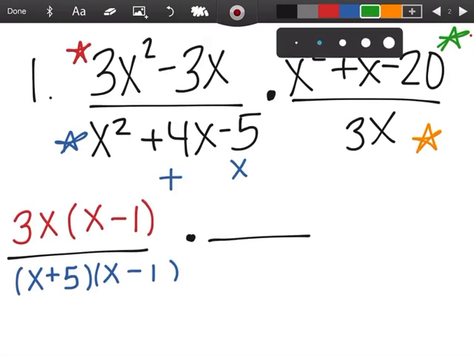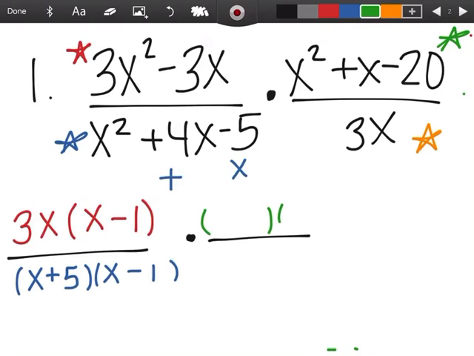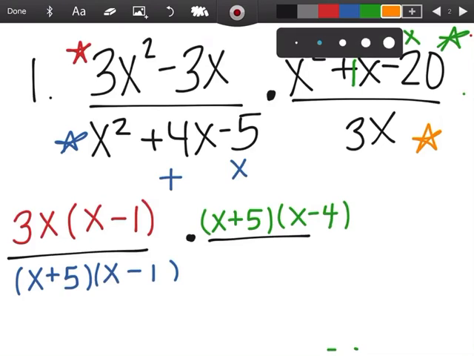In the next numerator, I'm going to factor. So I've got 2 separate kind of quantities here. X squared is x and x. 2 numbers that multiply to be negative 20 and add up to be 1. So multiply to be negative 20, add up to be positive 1 are positive 5 and negative 4. And then in the denominator, 3x is just 3 times x, so that doesn't factor at all.